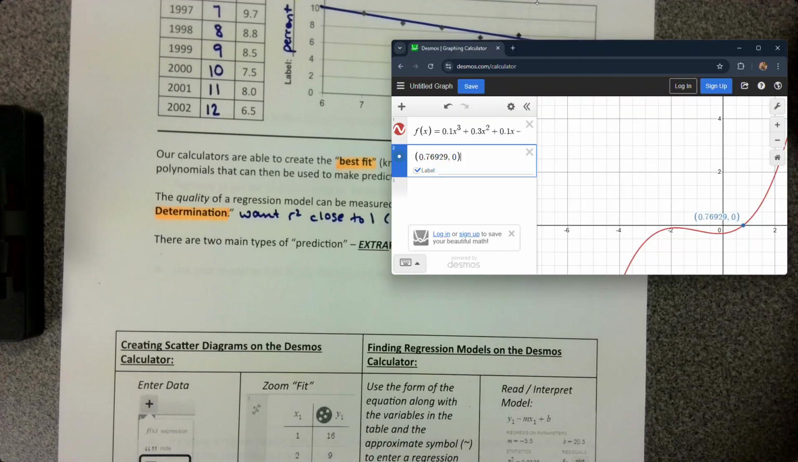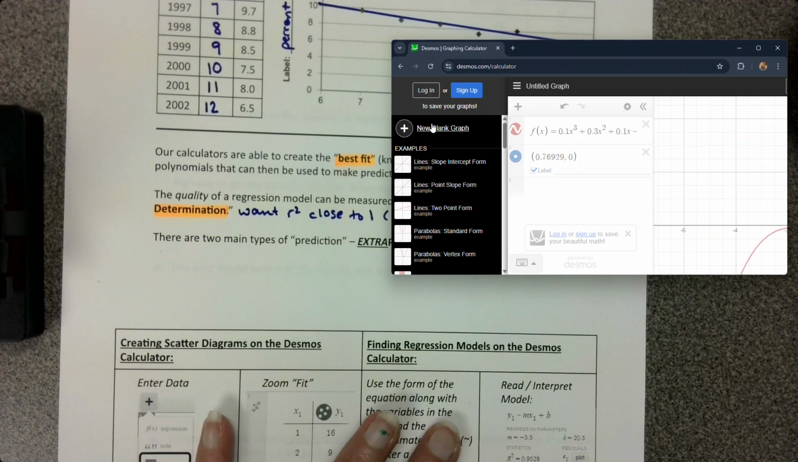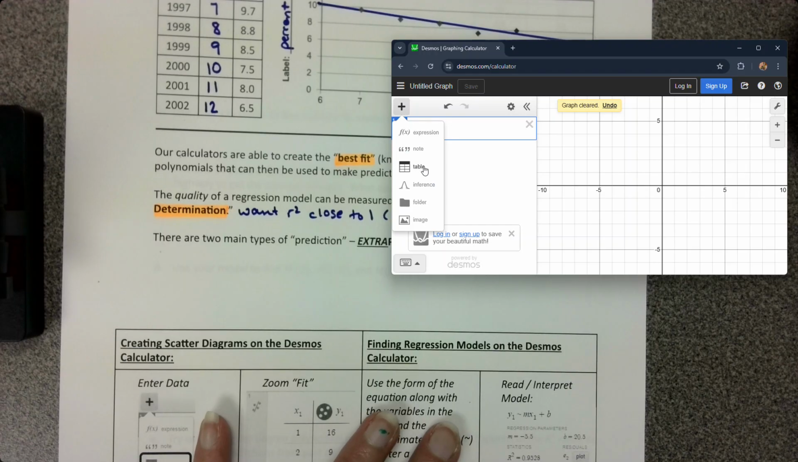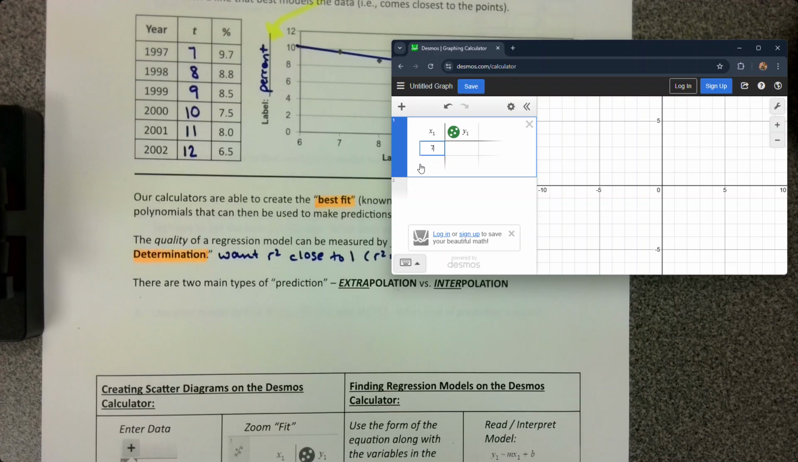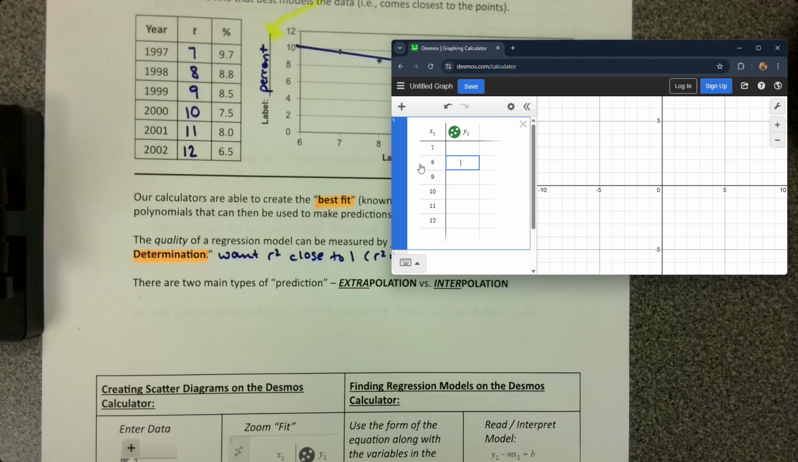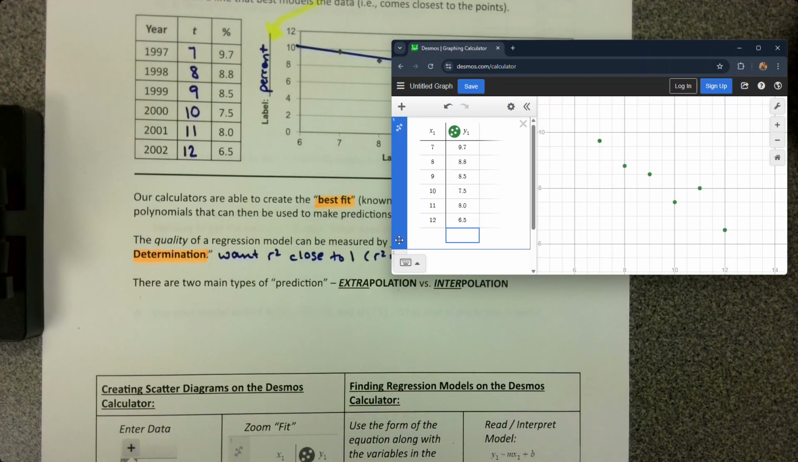Okay, so clear this, making a table. And I need to enter my values here, 7, 8, 9, 10, 11, and 12. And then 9.7, 8.8, 8.5, 7.5, 8.0, and 6.5. I zoom over on that data. This is what it looks like in the window. That is my zoom fit window.